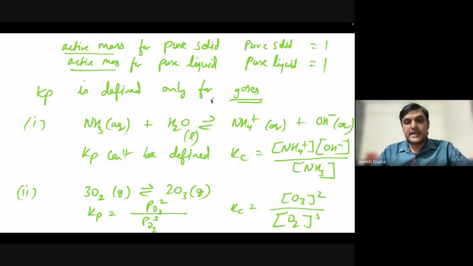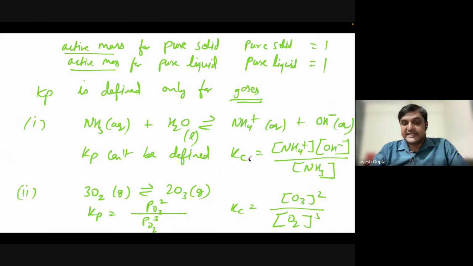Kp is defined only for gases. So first you have to see if gases are present in any of the components. If not, Kp cannot be defined because there is no partial pressure. Like in the first one, you can see NH3 aqueous, H2O liquid, NH4 plus aqueous, and OH minus aqueous. Since none of the 4 has a gaseous phase, Kp cannot be defined. Partial pressure of gas you cannot define in liquid and aqueous phase.